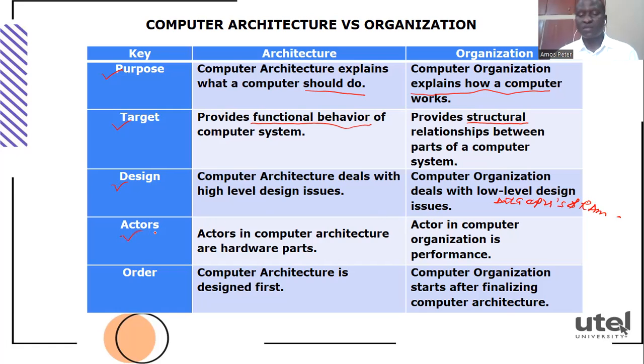The actors in computer architecture are basically the hardware part, while computer organization is all about performance, speed, or efficiency. In other words, how will these parts that have been designed be arranged or configured in order to have optimal performance? In terms of order, of course, computer architecture is designed first, while organization comes second in order to implement all the specifications that have been specified in terms of computer architecture.